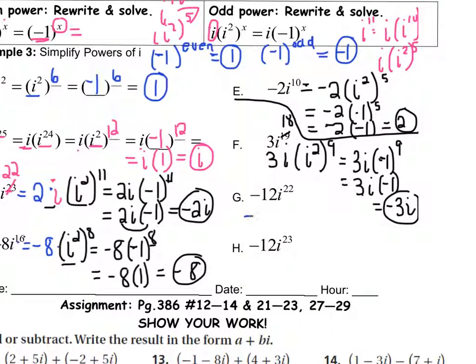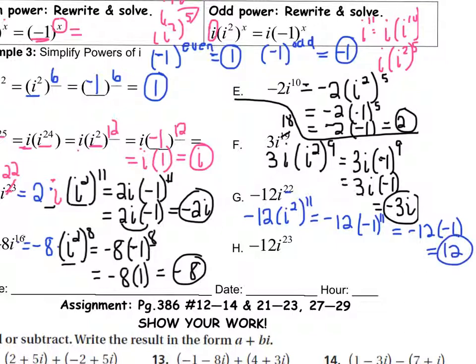On G, we'll have negative 12. This is even, so I can go ahead and rewrite it using i squared to the 11th, because 2 times 11 is 22. So I'll have negative 12 times negative 1 to the 11th, which will be negative 12 times negative 1, which is positive 12. So that one's G.